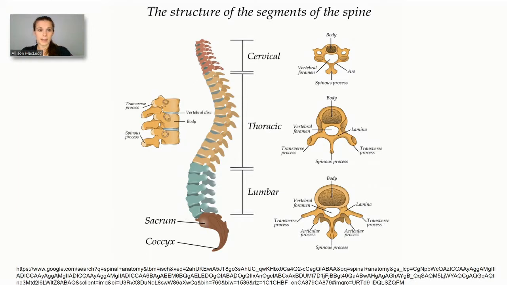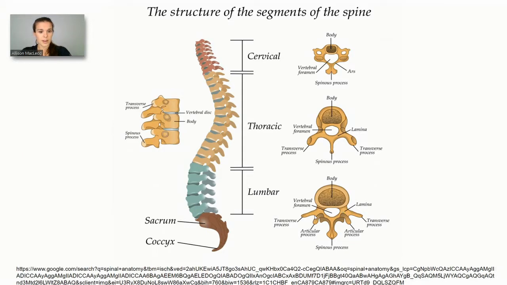Each spinal segment is made up of a body, a vertebral foramen. The vertebral foramen allows for the spinal cord to run all the way through from the brain down to the final segment of the spine. Then there's transverse and spinous processes, which allow for muscular attachment. This allows for movement or movement resistance in the spine.